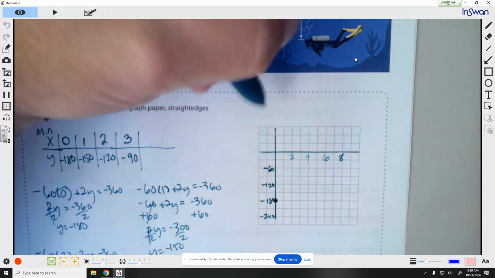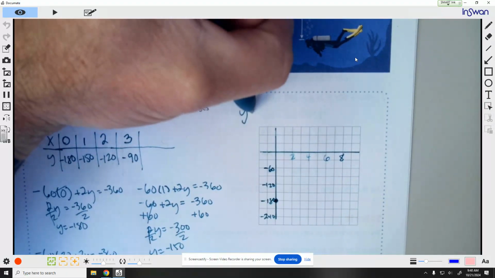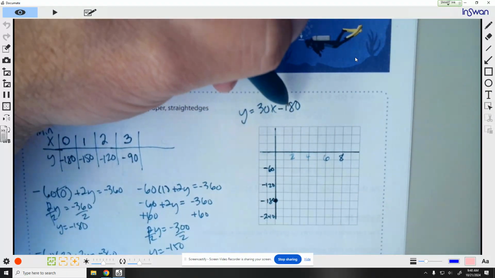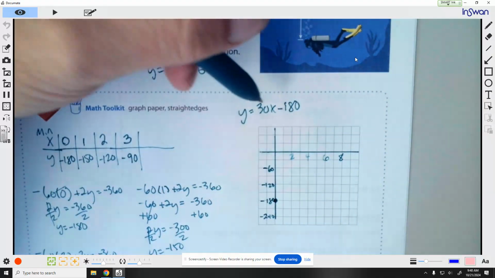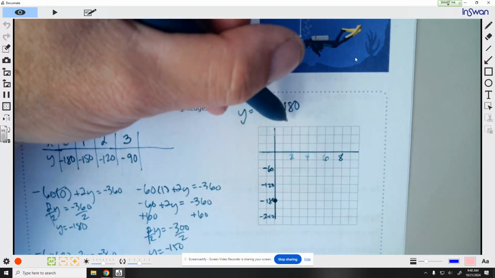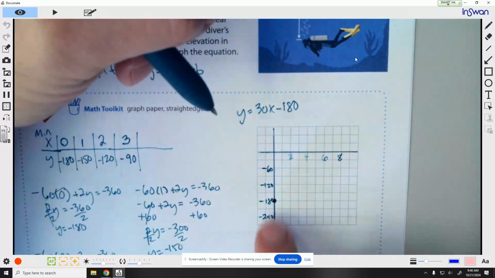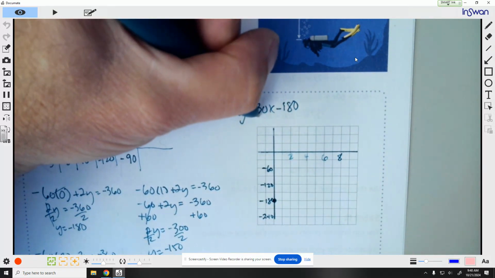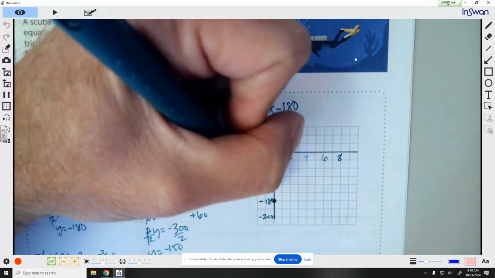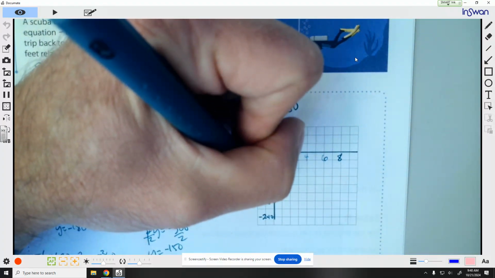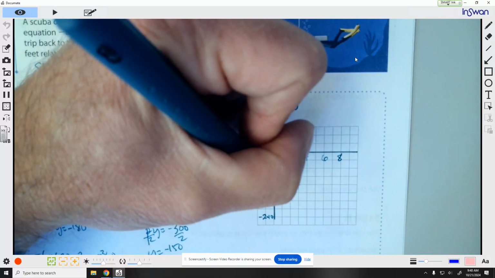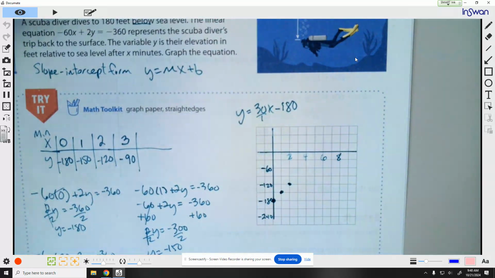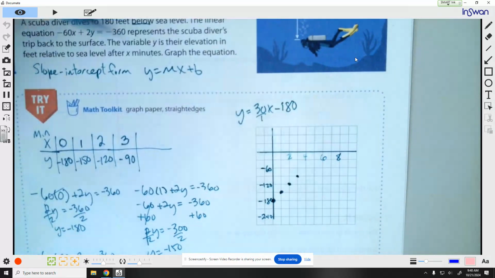Okay, if I look at the equation that we just solved, y equals 30x minus 180, I see this negative 180 is represented right here on the graph. That negative 180 is your y-intercept, meaning that's where the point touches the y-axis. Okay, your slope is positive, and it's technically 30 over 1. And every box going up is 30. So up 30 over 1. And I'm going to repeat up 30 over 1.